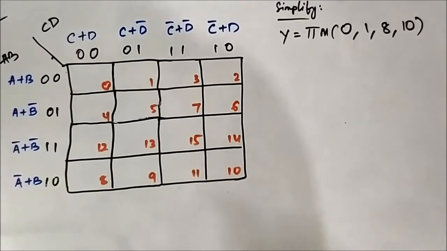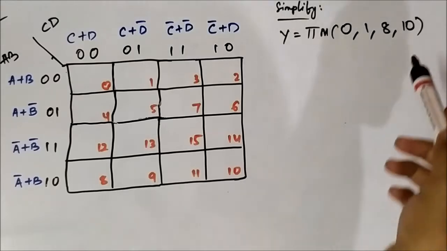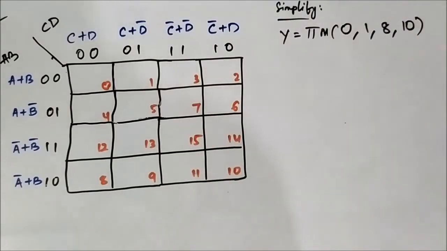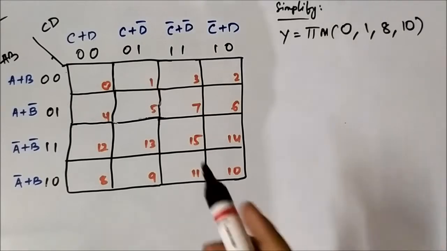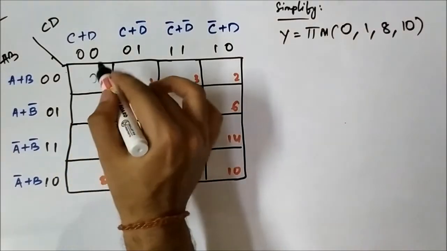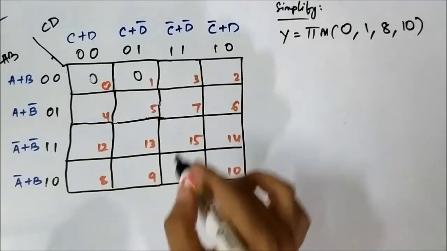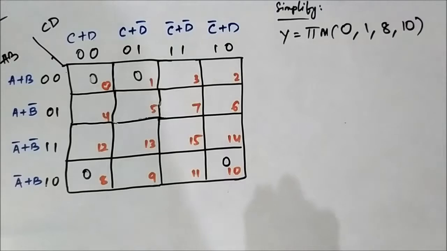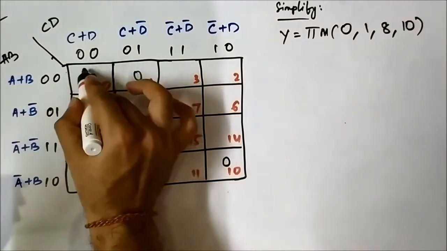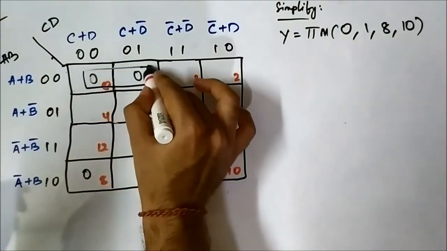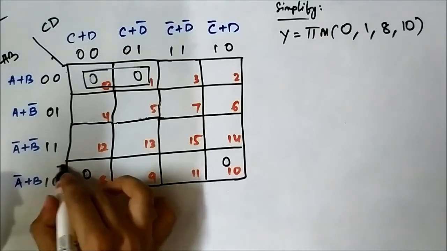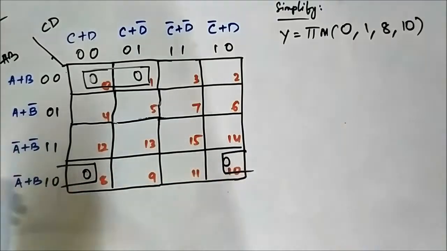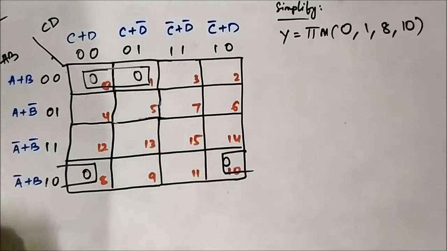So this is the 10th question related to POS K-map simplification. So we have the max term values which represents the POS Boolean expression. The values are 0, 1, 8 and 10. Okay, so less number of values are there, so we'll mark the respective cells 0, 1, 8 and 10. Okay, so now we will form the groups. So 0 and 1 we can group them into a pair, and also 8 and 10 we can form a pair. Now we have to identify the common variables.